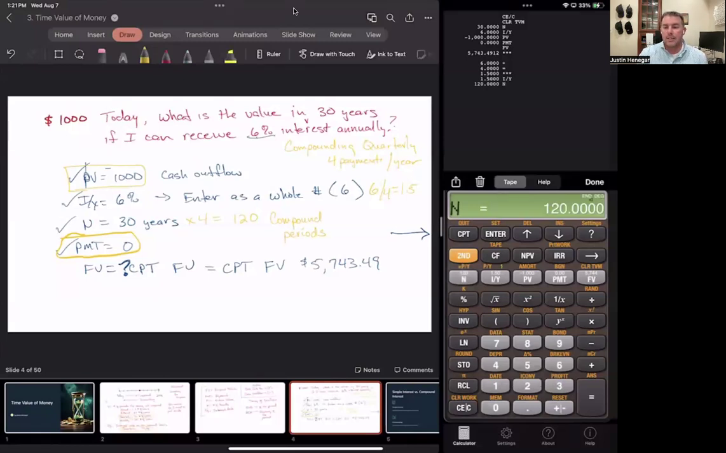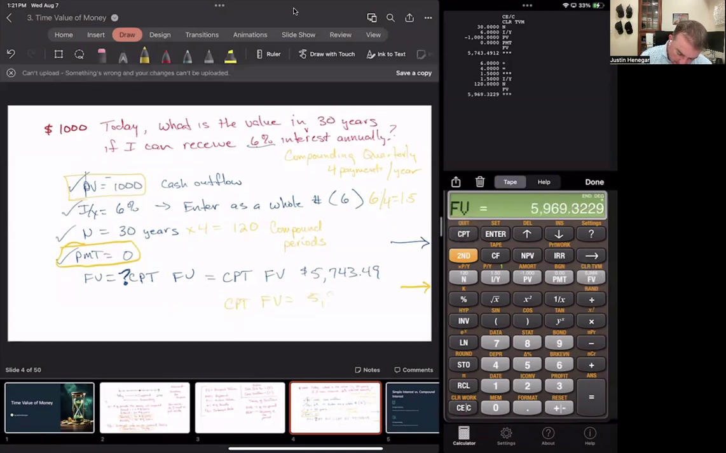Okay, so as you can see, I have adjusted the interest rate and I've adjusted the compound periods. And also, if you look at the top of each of my numbers, so N, it shows 120. So I'm looking at right here. You see N is 120, IY is 1.5, my $1,000 outflow, and my payment is still 0. Okay, now if I hit in yellow, compute future value, it now goes to 5,969.32. All right. What happened?